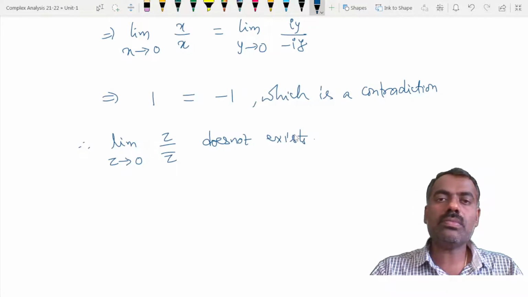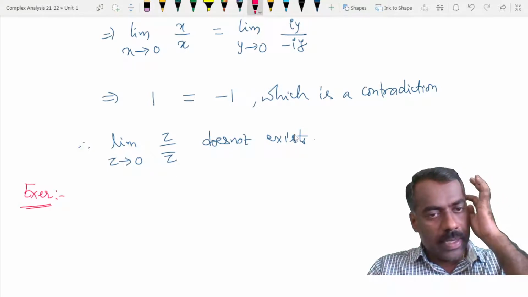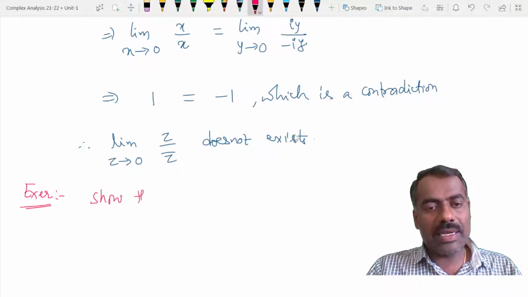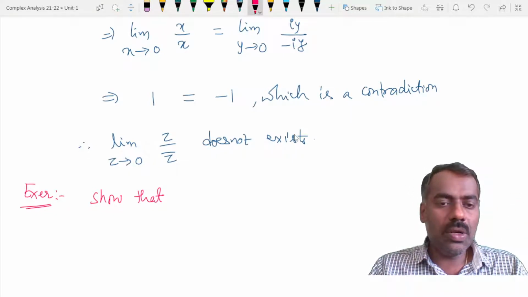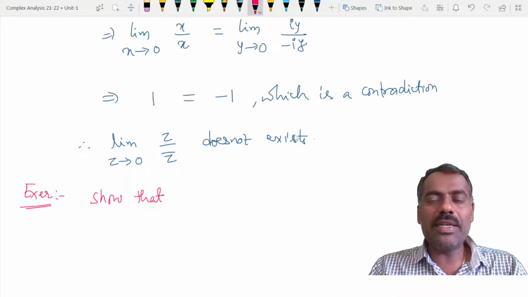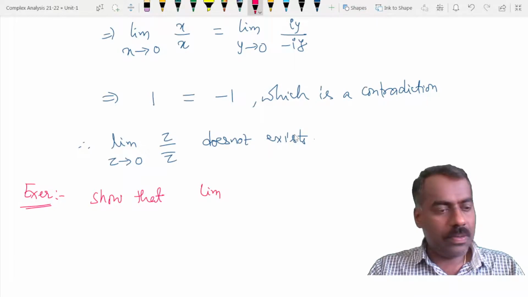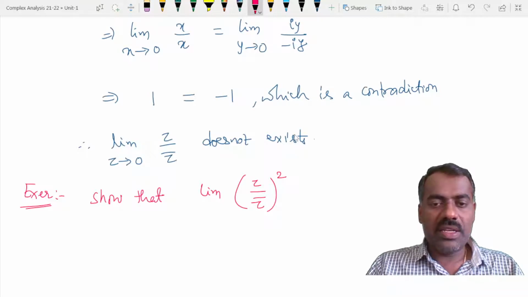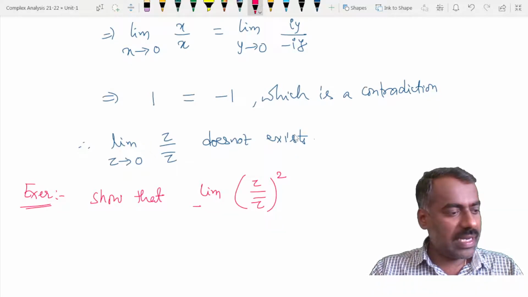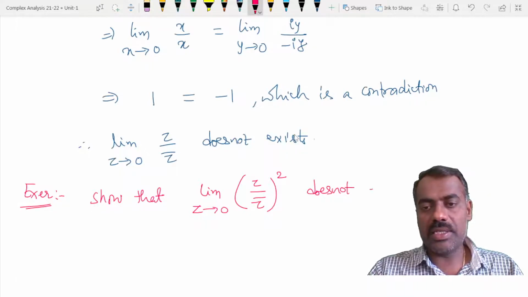Okay, is this clear? Now take one exercise in this similar pattern and try. If you are not getting it, I'll explain again. If you don't try, you are the final loser. You try and ask me, I am ready to explain. Show that the limit of f of z, which is z upon z bar whole square, the difference being z upon z bar, is that clear? As z tending to 0 does not exist.